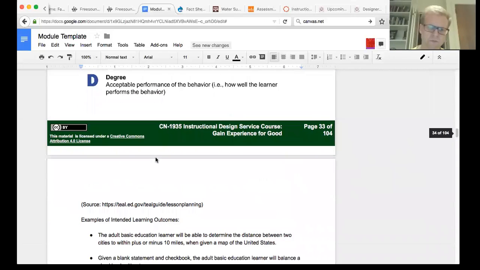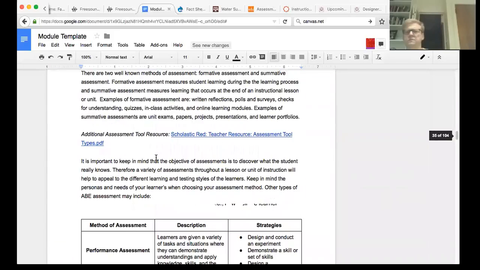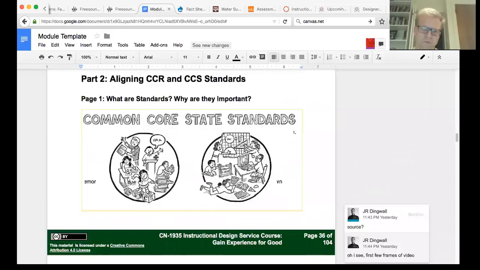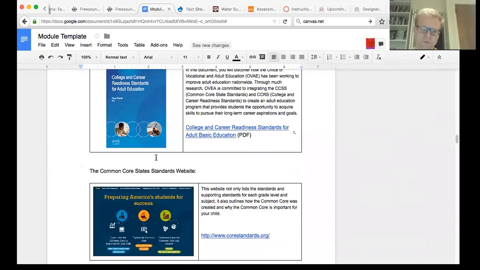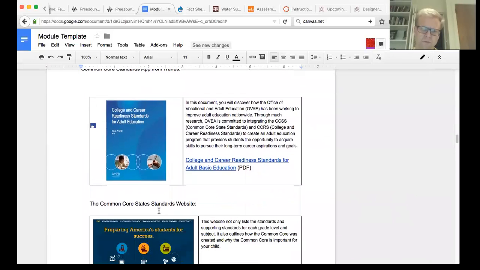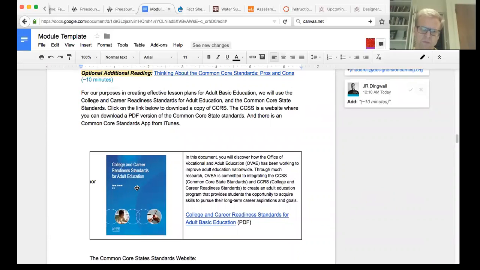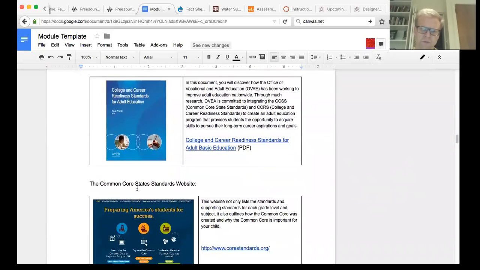Okay. So if we go down to the standards, this is just an overall. These are where you're finding them from. Again, they use both this website of the Common Core State Standards and the College and Career Readiness standards. It's kind of a combination. Right.